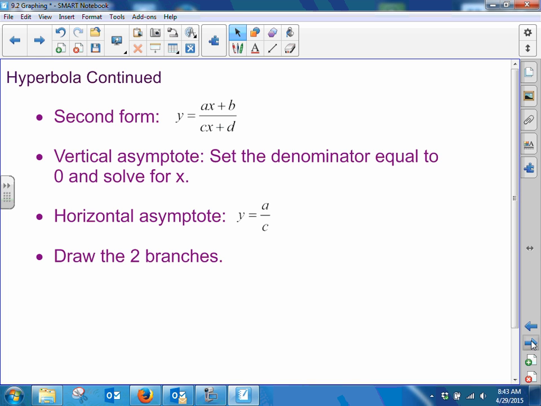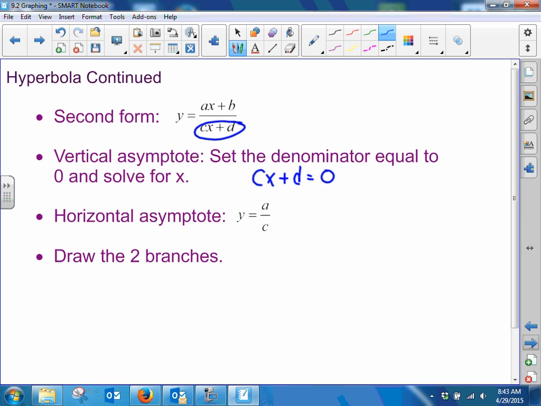Your vertical asymptote. Okay, if it's a vertical line, is that x or is that y? Vertical asymptote, it's an x equals, right? Okay, so your vertical asymptote, to get what that is, all you're going to do is take the denominator, cx plus d, set it equal to 0, and solve for x. So then x is going to be negative d divided by c in this general case, but you're going to have numbers there.